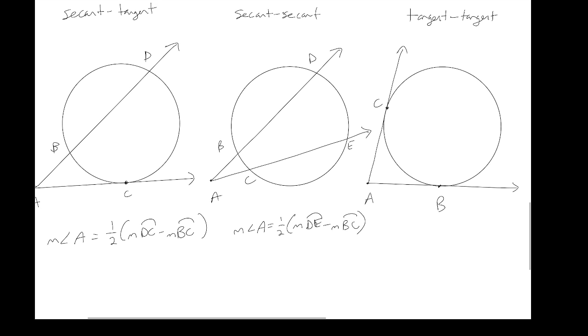And then for tangent, tangent, same deal. The measure of angle A is equal to, and real quick, I need another point here. I'm going to call it D, just so I can differentiate between the major and the minor arc. So the measure of angle A is equal to the measure of the outer arc, which is the major arc BDC, minus the inner arc, which is the minor arc BC. All right, fun times. Let my friends who are in front of me right now copy that down.